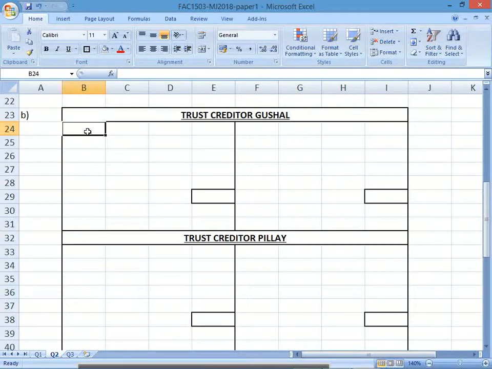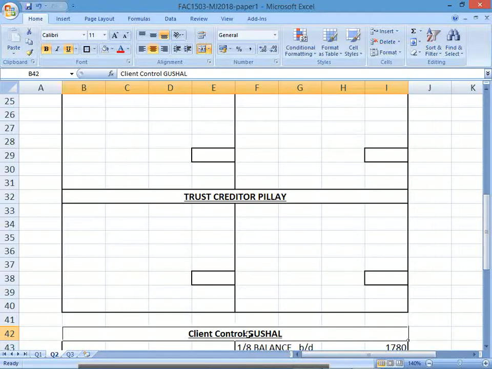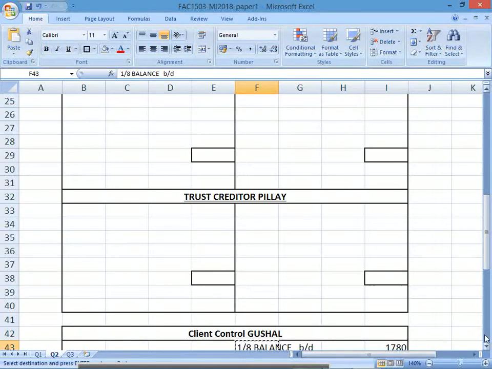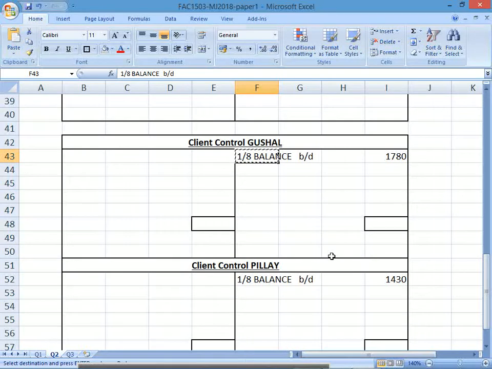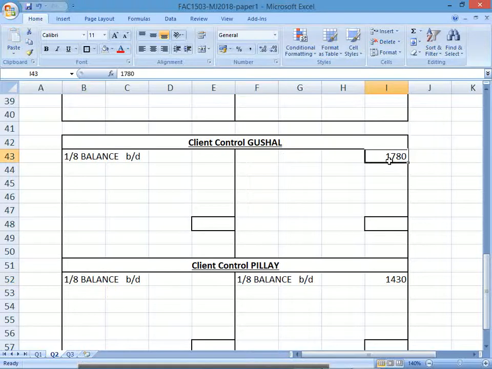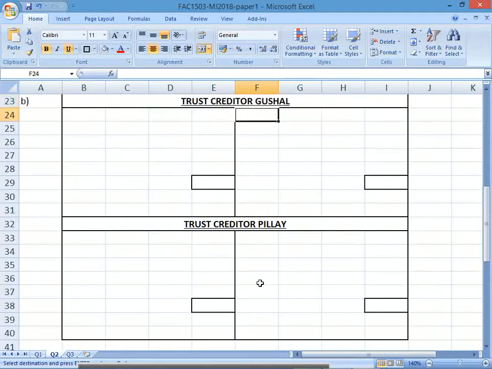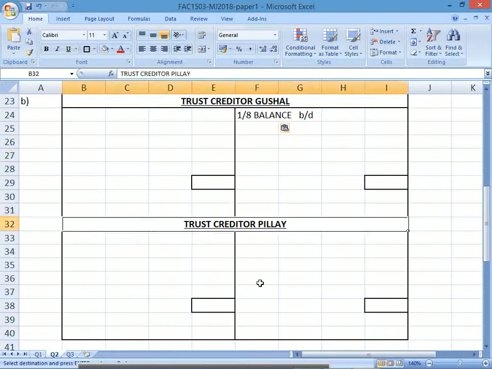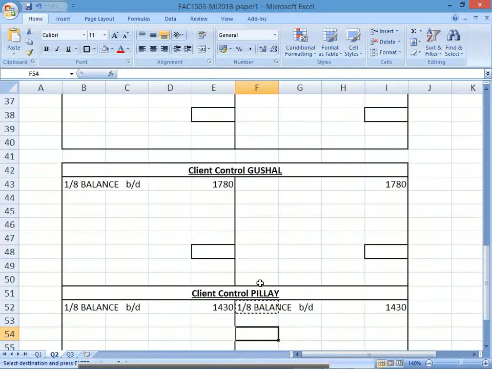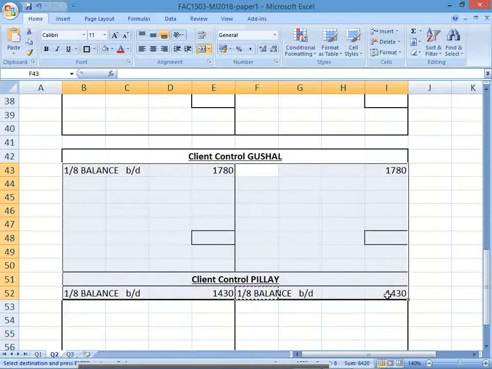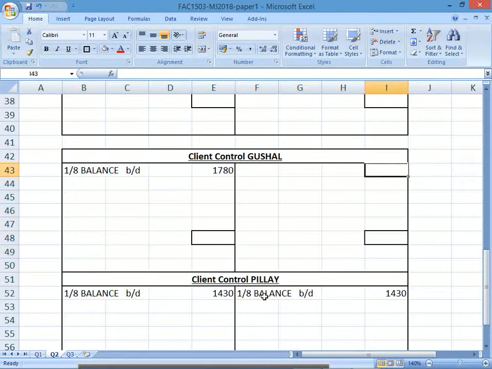Trust control. I'm also going to need a balance. Oh, be careful. Wrong side. Sorry, mistake here. Delete. Client control is an asset account. Okay, for the trust creditors, that's a liability. That goes on this side. Paste. Okay, so let's just fix this. Okay, so we've got those two.